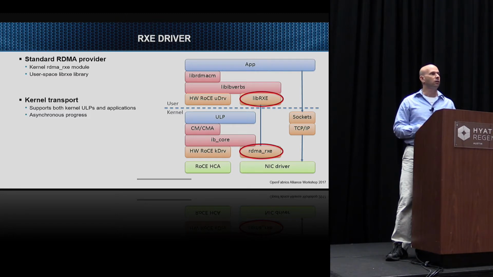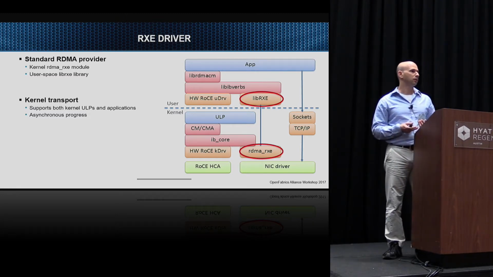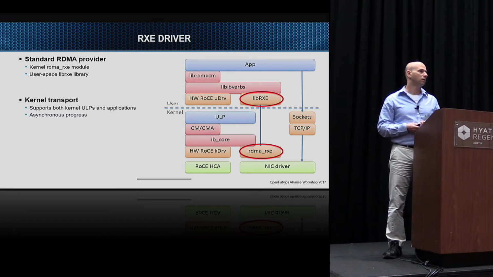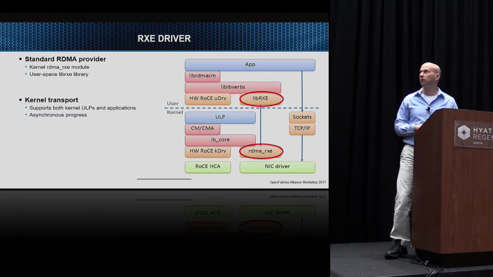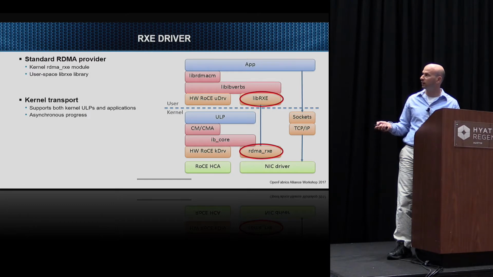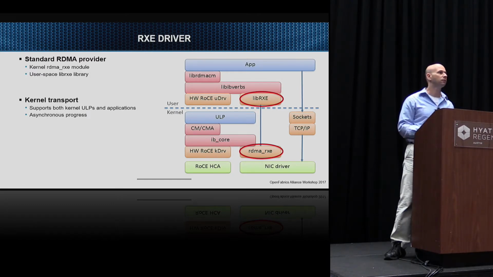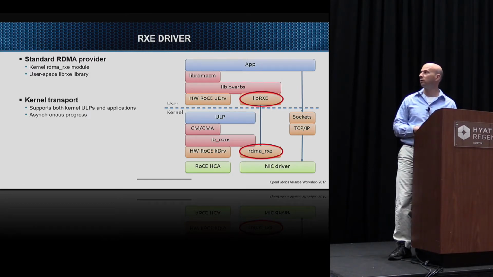Of course, the actual NIC is not aware that it's running RoCE traffic. It just gets Ethernet packets. So the NIC driver, of course, doubles as it serves standard IP stack traffic in addition to SoftRoCE. Yeah, that's more or less it.